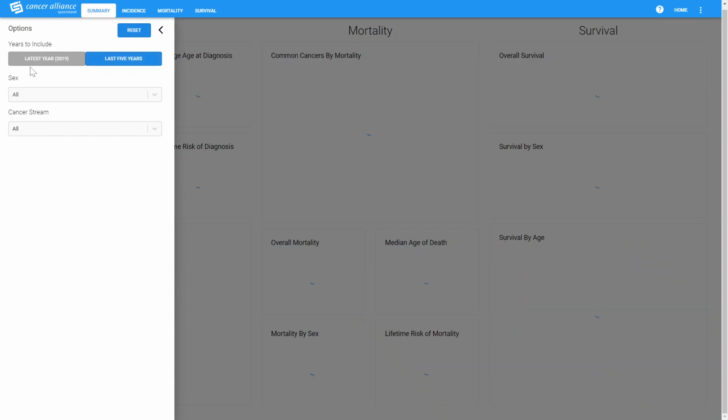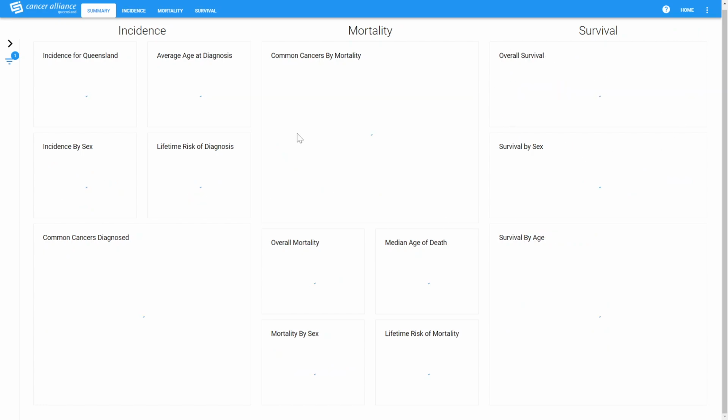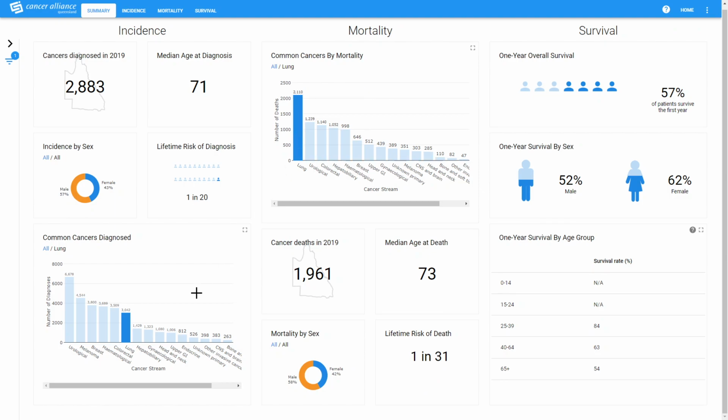If I was to reset that and just look at, say, the most recent year's worth of data, that will give me just the 2019 snapshot, where I can see at a glance the cancers, the mortality, and then for the most recent year we only present 1 year survival rates, and you can see what those look like here. So I might choose to filter to lung cancer. You can see that it's about the 6th most common cancer there, but the most common cause of death. And here is all the associated summary information with lung cancer.